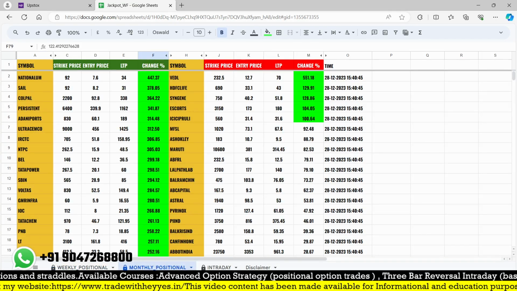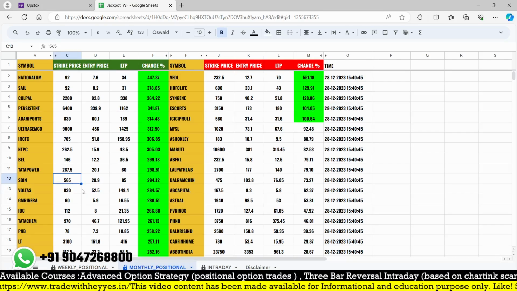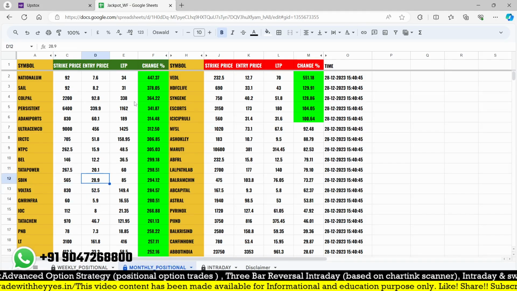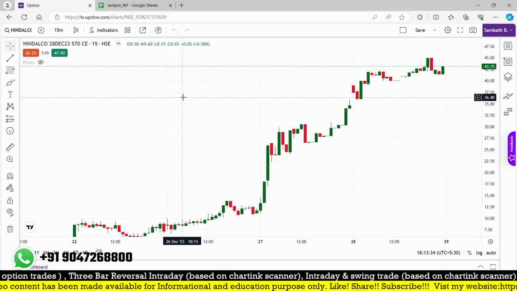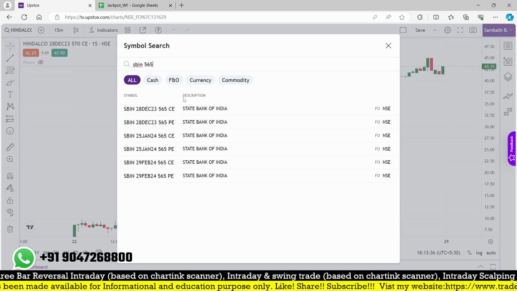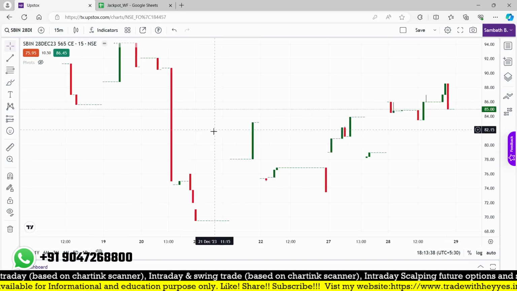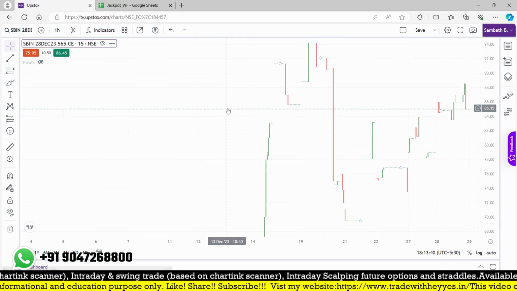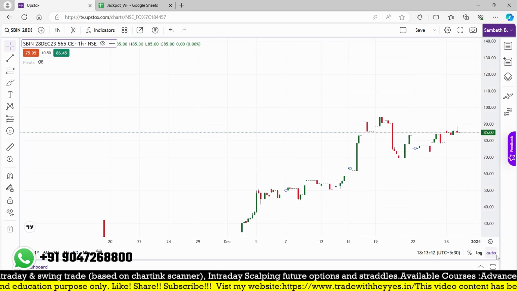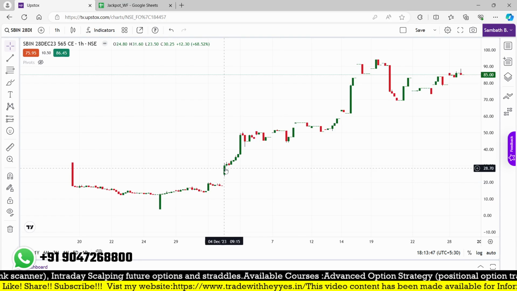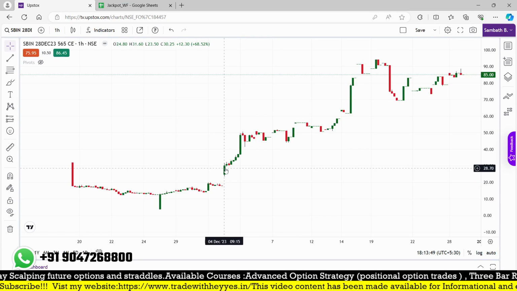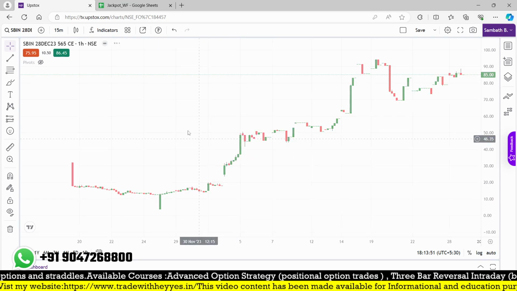From there, we will be finding out, for example, SBIN 565, 2T is our entry point. So let me randomly check SBIN 565. 565 is the strike price. It's the monthly entry. Maybe because of the current price it would be deep in the money, so the premium would be high. So on 4th December, 31 is the highest price in the first 15 minutes. Let me check 4th December.